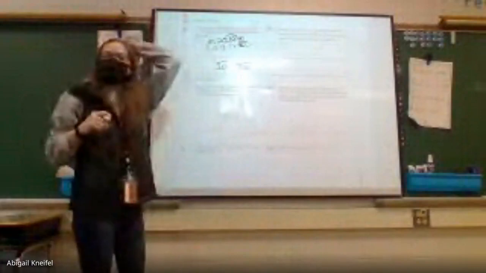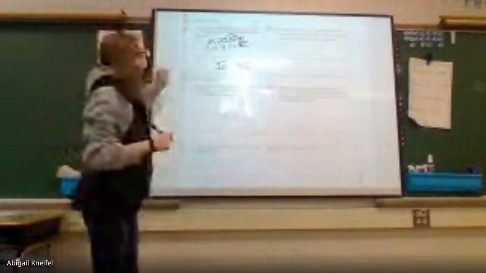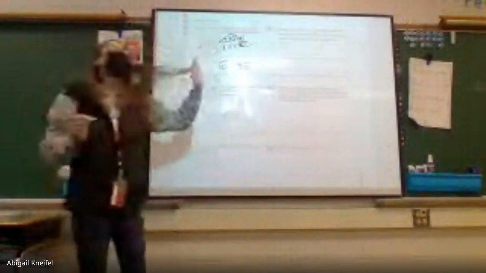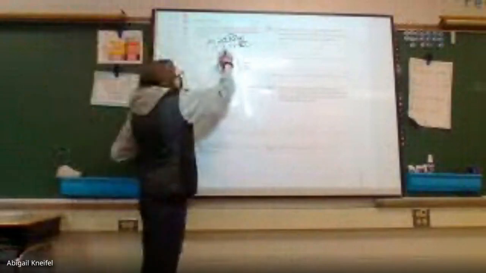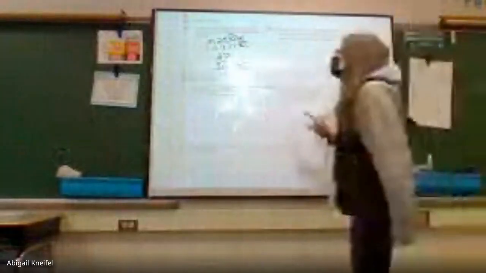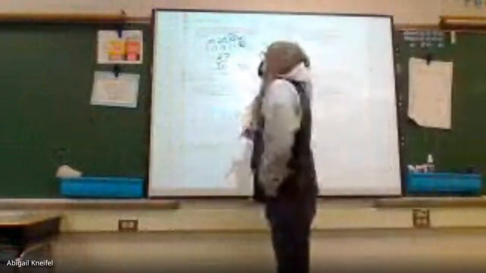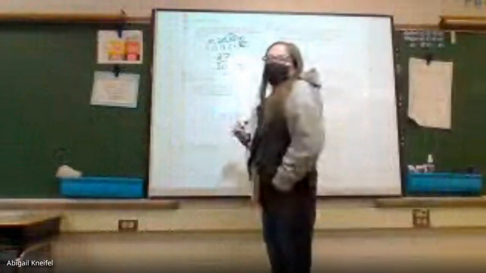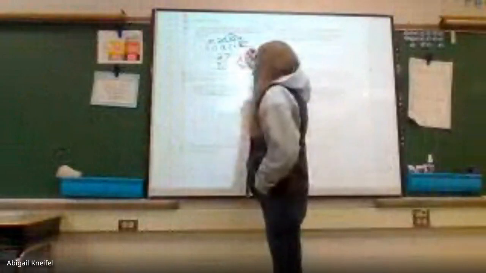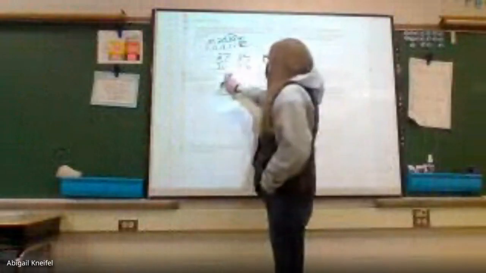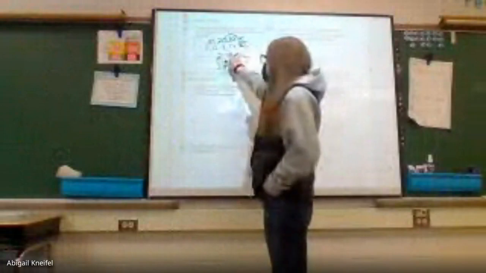Isaiah? 3 times. And 3 times 9 is what, everyone? 27. And now, how many times do I need to multiply 6 to get to 30? Malik? 5 times. And 5 times 5 is what, everyone? 25. So our common denominator is 30. And our equivalent fractions are 27/30 and 25/30.